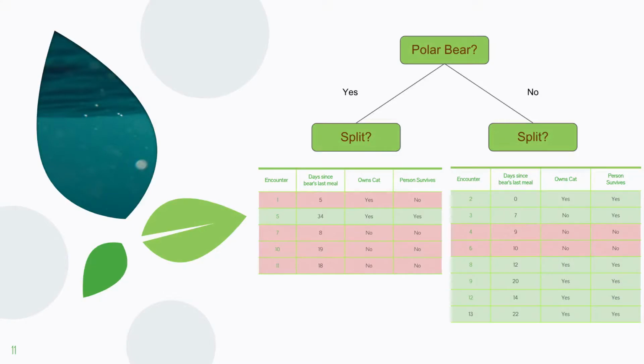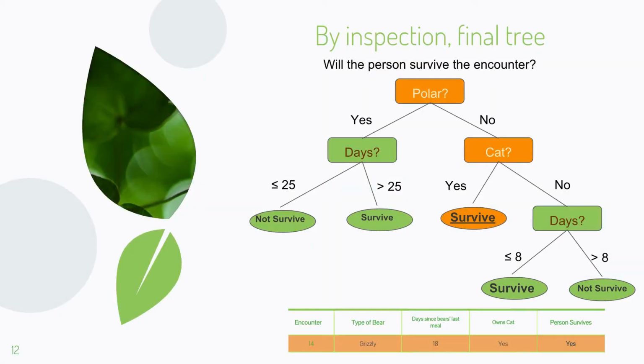So that's how we grew the first node of the tree, and now we're just going to do the same thing for the other two. So let's go through an example on the left. We notice that if the days since the last meal are greater than 25, then we can separate those two things. And on the right, owns a cat is actually useful in this case. We're going to say if he owns a cat, then we're going to split that data.